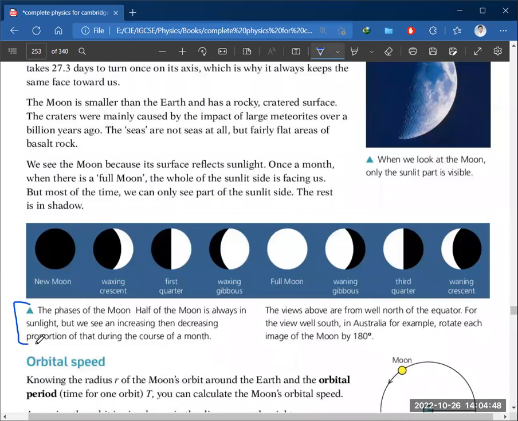Read from here. Phases of the moon. Half of the moon is always in sunlight, but we've seen an increasing, then decreasing proportion of that during the course of a month. The views above are from well north of the equator. For the view well south in Australia, for example, rotate each image of the moon by 180 degrees.